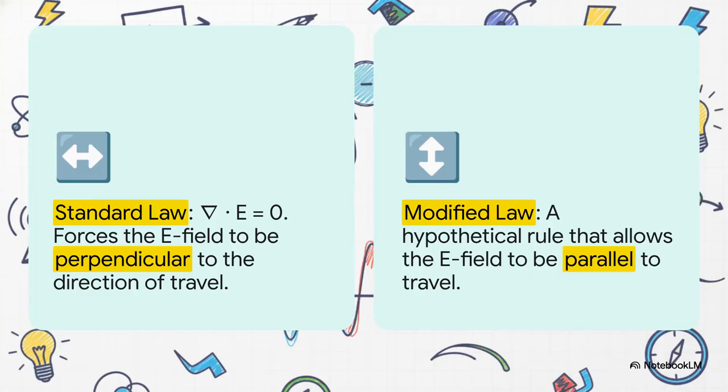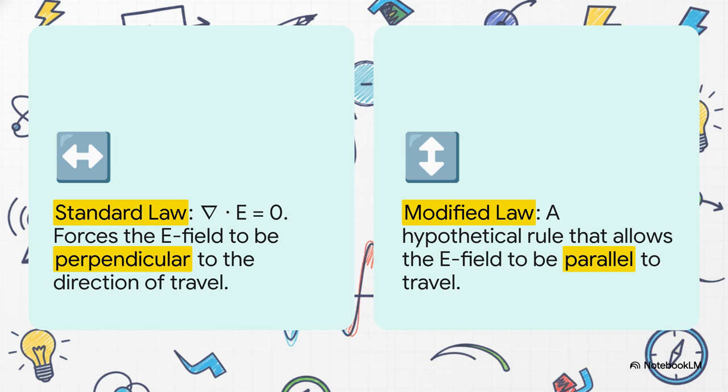Now for the final question. This is a fantastic what-if thought experiment. We all learn that light waves are transverse, right? The electric field wiggles up and down or side to side, but always perpendicular to the direction the light is actually traveling. Why? Well, it turns out that rule comes directly from one of Maxwell's equations, specifically Gauss's law, which says the divergence of E is 0 in empty space.